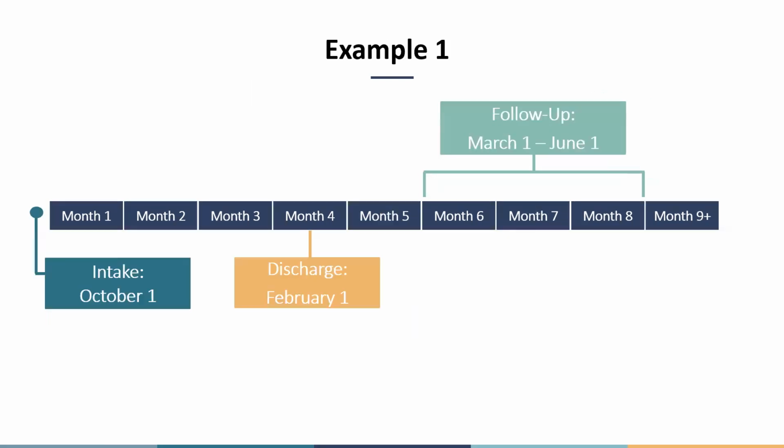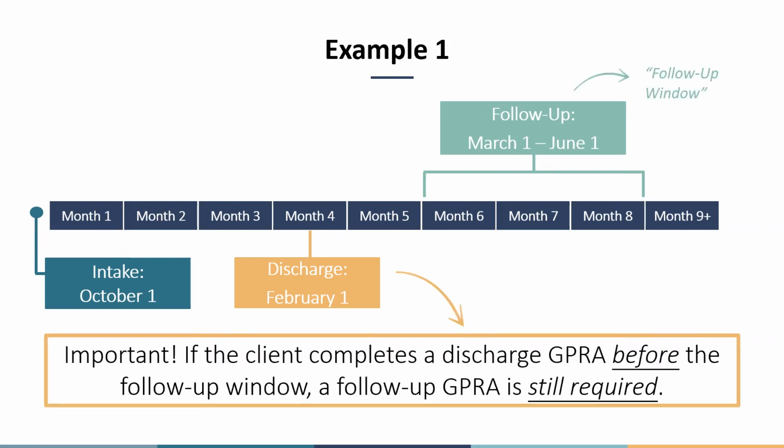Say the intake GPRA is completed on October 1st with the client. The client is then discharged from services on February 1st, so the discharge GPRA is completed at that time with the client. Based on that October 1st intake GPRA, the follow-up window, 5 to 8 months after the intake, is March 1st to June 1st. So the follow-up GPRA can be completed anytime within that 3-month window. And of course, try to reach out to the client as early as you can in that window to improve the likelihood of completing that follow-up interview.